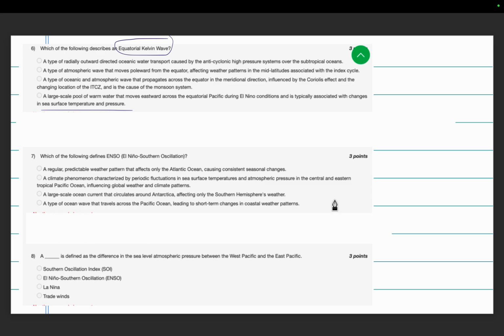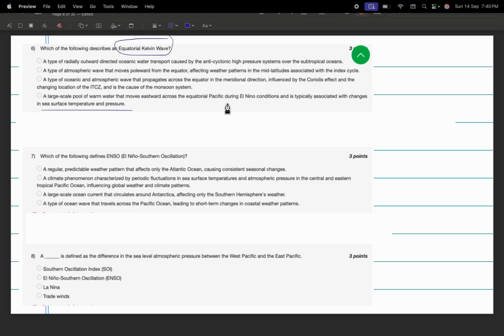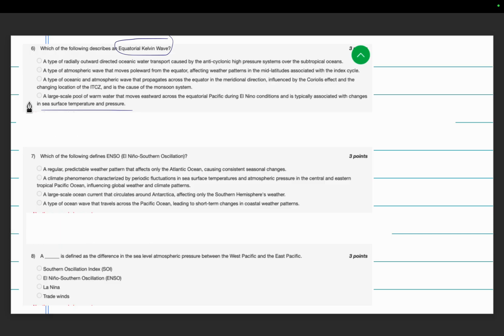A large scale pool of warm water that moves eastward. Yes, question 6 option D is correct. This is a Kelvin wave, a large scale pool of the warm water across the equatorial Pacific during the El Nino condition, and it is associated mainly with the temperature and the pressure.